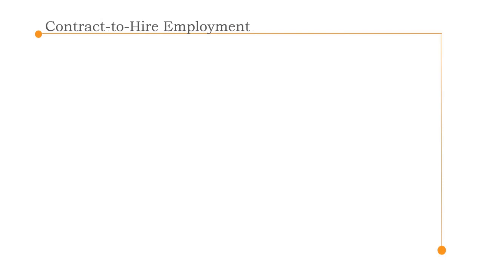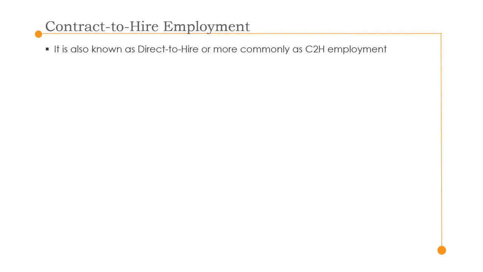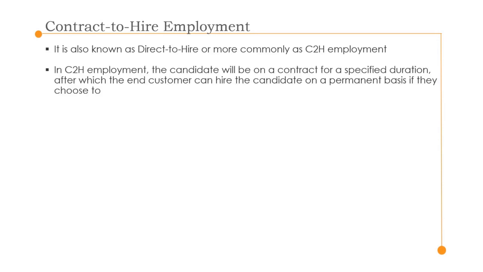Then we have contract to hire employment. This is also known as direct to hire, or more commonly as C2H employment. In C2H employment, the candidate will be on a contract for a specified duration, after which the end customer can either hire the candidate on a permanent basis if they choose to, or simply end the contract.